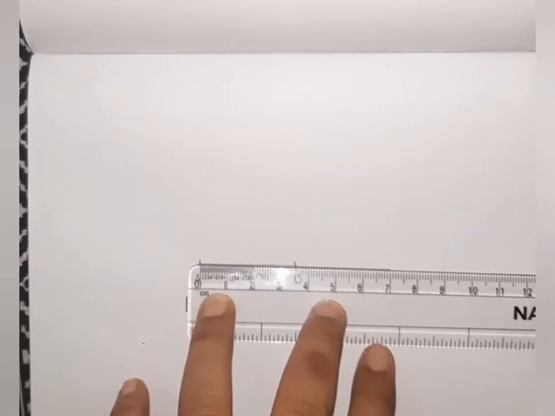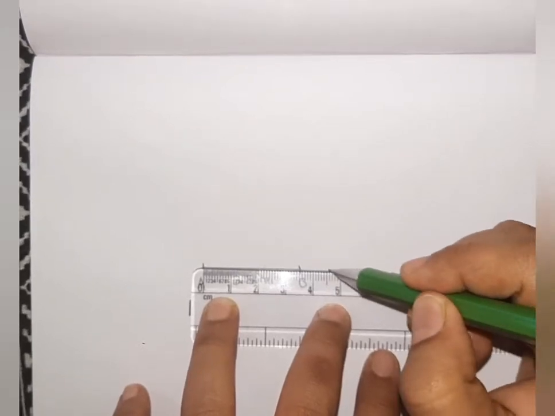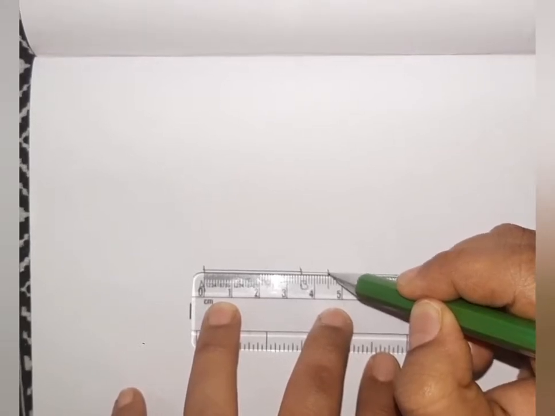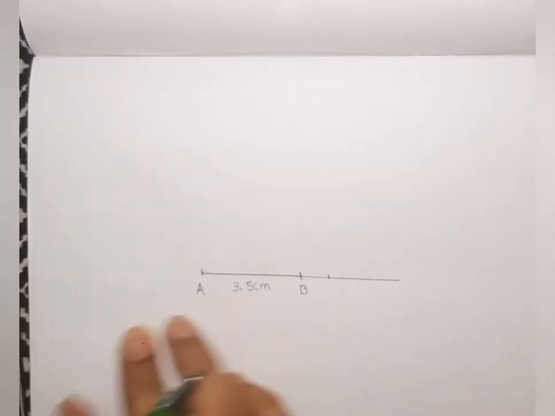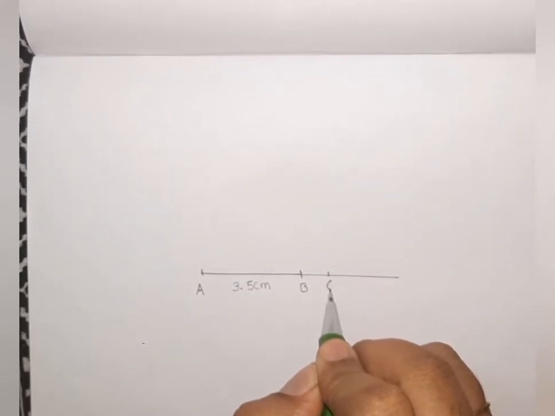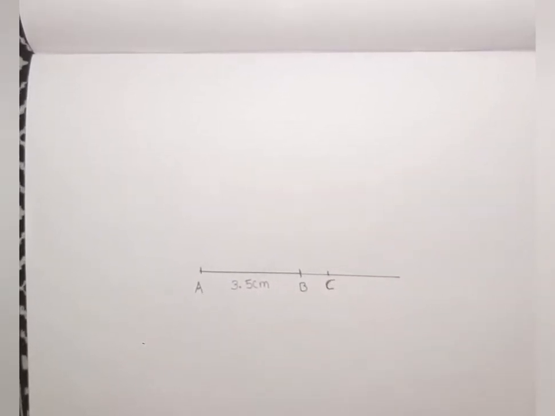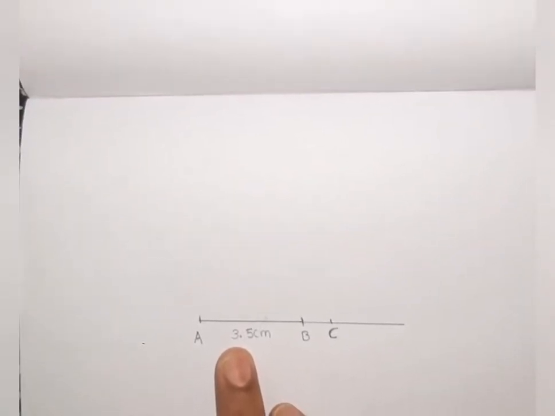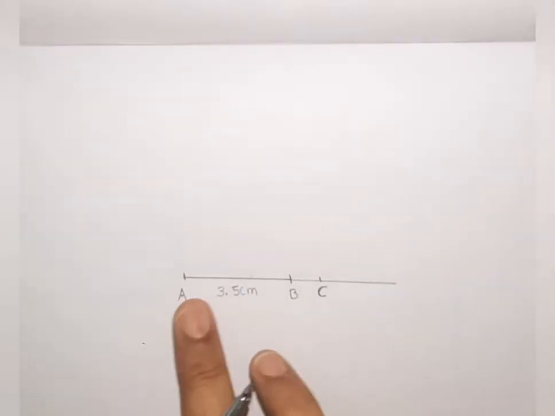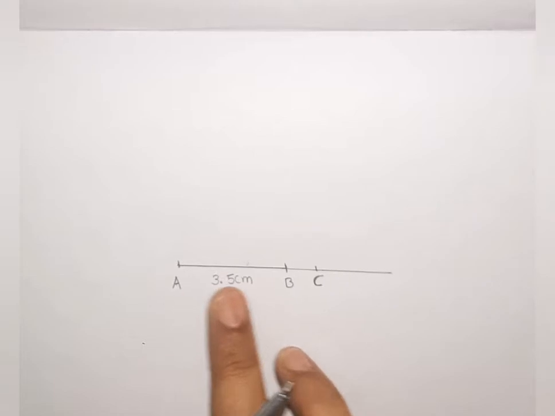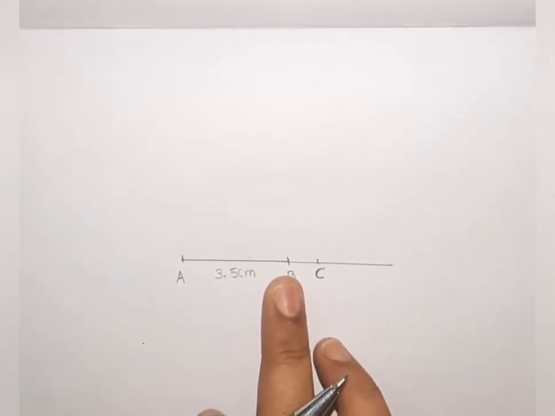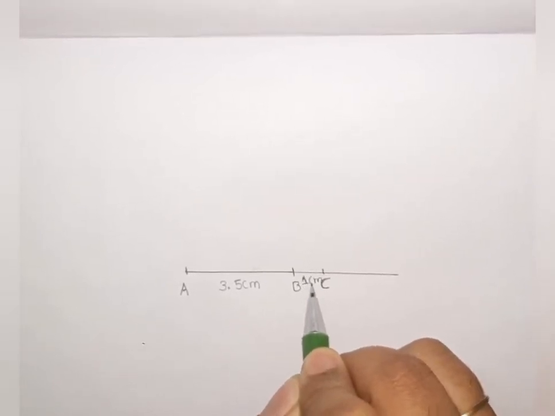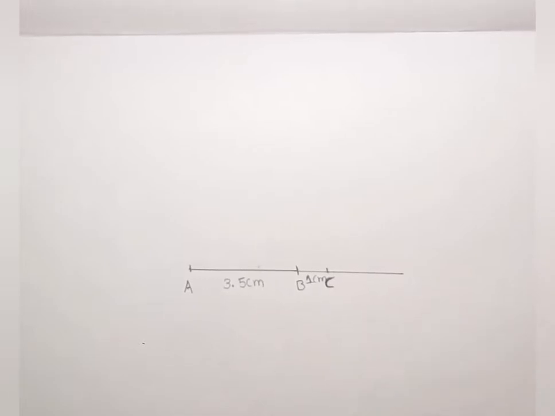Now, after the B point, mark one more point at 1 centimeter distance from B. Now name this point as your C point. So that is the first step. Whatever number you have inside the root, that much distance you have to take in your number line. Then you mark a point at 1 centimeter distance, and we are naming that point as C.